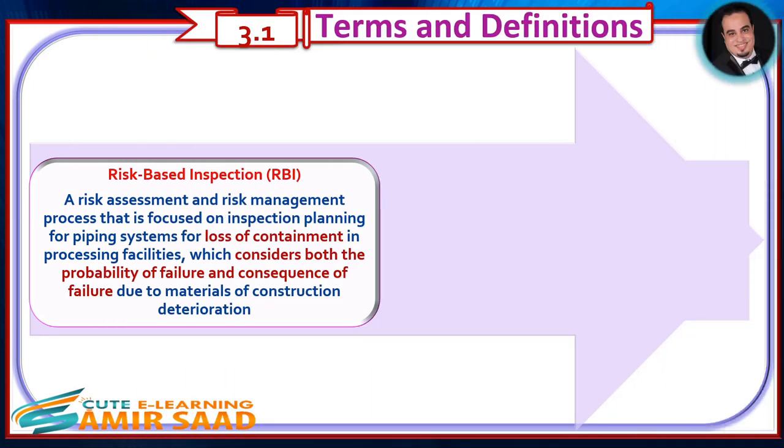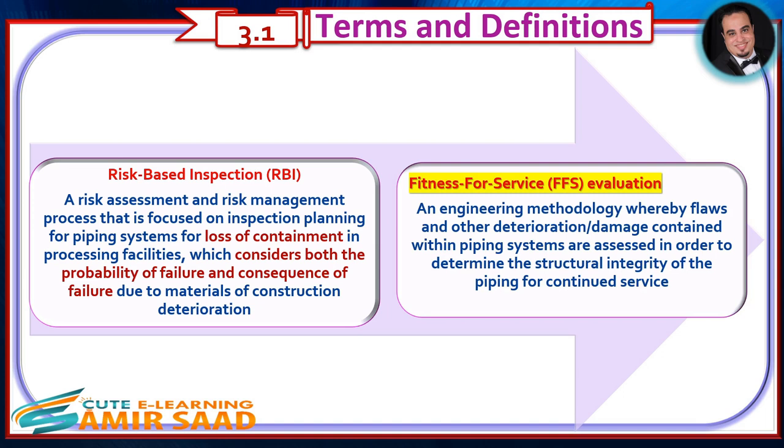Risk-based inspection, RBI: a risk assessment and risk management process that is focused on inspection planning for piping systems for loss of containment in processing facilities, which considers both the probability of failure and consequence of failure due to materials of construction deterioration. Fitness for service evaluation: an engineering methodology whereby flaws and other deterioration or damage contained within piping systems are assessed in order to determine the structural integrity of the piping for continued service.